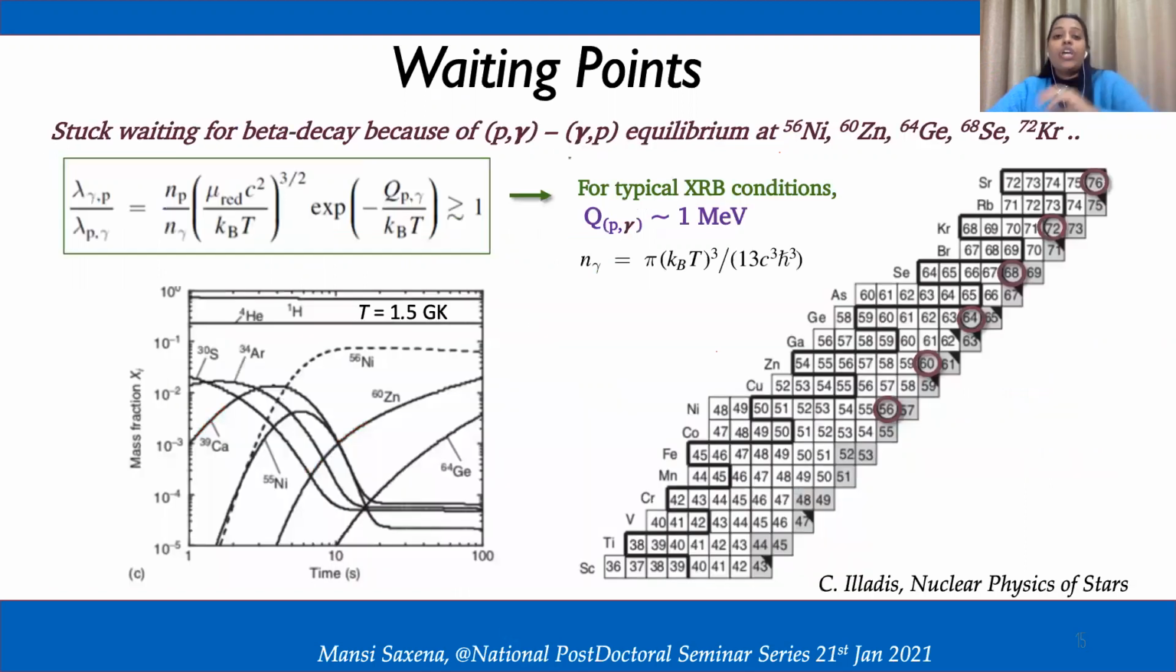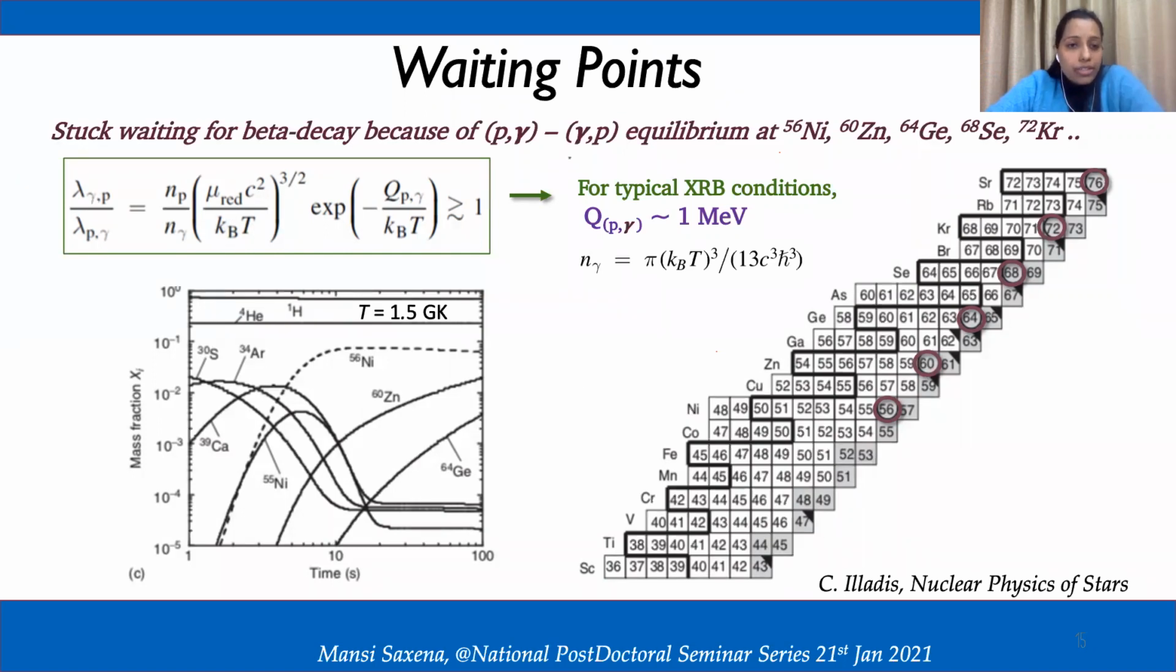So now, to have a more quantitative definition for waiting point nuclei, the photodisintegration rate and the proton capture rates can be related by this Saha equation, where mu reduced is the reduced mass for the (p,gamma) reaction. Now, under typical X-ray burst conditions, and in case of a (p,gamma), (gamma,p) equilibrium, this equation is satisfied for Q values around 1 MeV. The major waiting point nuclides which satisfy this equation and also have substantially longer half-lives are marked here.